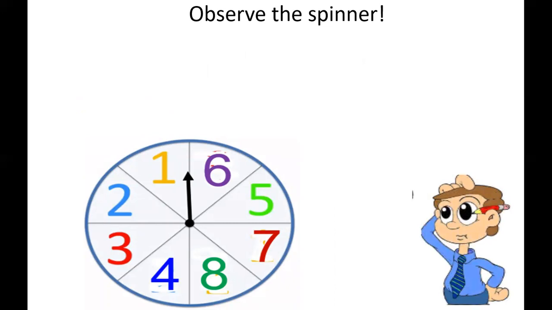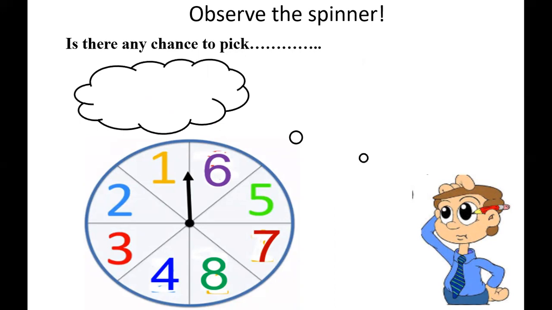Observe the spinner. Is there any chance to pick an odd number and a multiple of 3 in this spinner? If you can see, we have the numbers 1, 2, 3, 4, 5, 1, 2, 3, 4, 8, 7, 6, and 5. So an odd number and a multiple of 3. Out of 1, 2, 3, 4, 5, 6, 7, 8, what is the probability that we will pick an odd number and a multiple of 3?